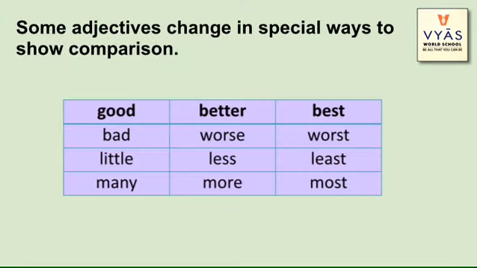Children, there are certain adjectives that change in special ways to show the comparisons, like good, better, best. When we are talking about one child or one person or one thing, then we use the adjective good for it. But if we are comparing 2 things, then we use the adjective better. And when we are comparing 3 things, then we use the adjective best.